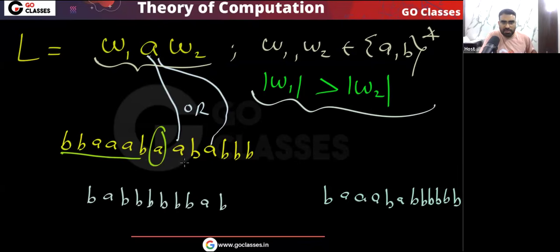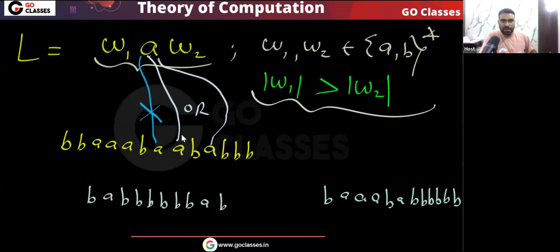Here I have six symbols. So can I take this A? Are you getting my point? Basically, I am saying that this A, can I take this A? No, this I cannot take. Okay, is this clear? This I cannot take.